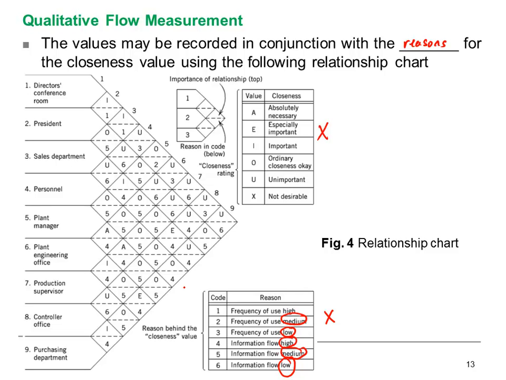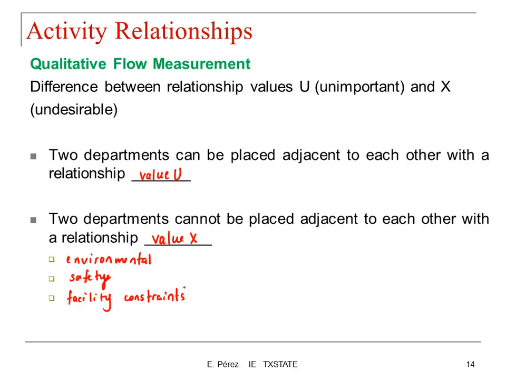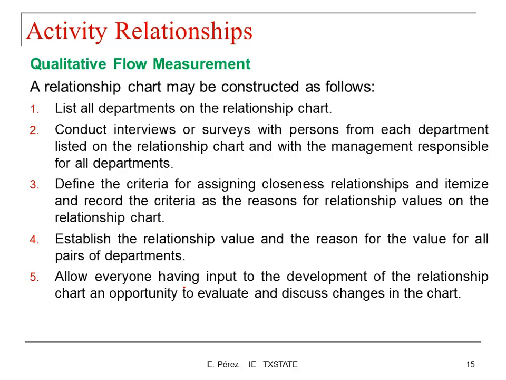So you might need to come up with some type of strategy that will tell you if these two departments satisfy these constraints, then I'm going to assign this score. If these two departments satisfy this constraint, then I'm going to assign this score. So you keep the score as clear as possible so you can be fair for all the relationships. And then establish the relationship value and the reason for the value for all the departments.